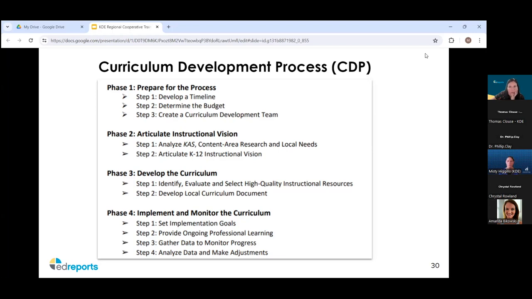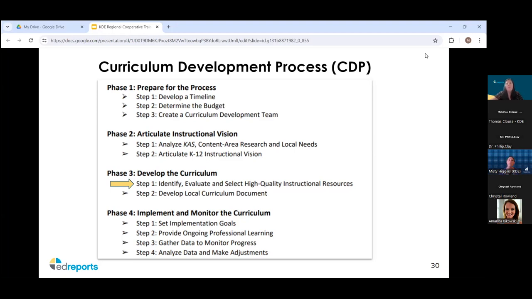And so the first step in phase three is where the district identifies, evaluates, and selects a primary high quality instructional resource that's aligned to the instructional vision they developed back in phase two. And then that resource is used in the development of their local curriculum.